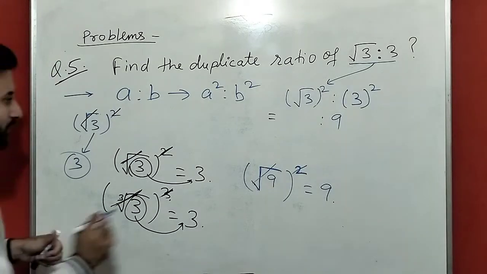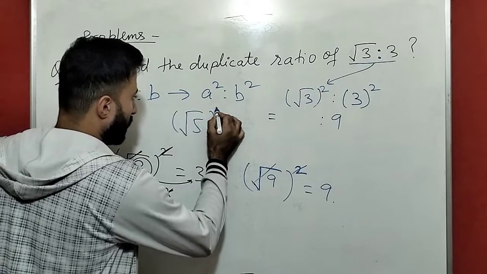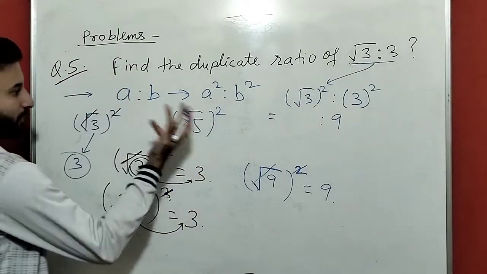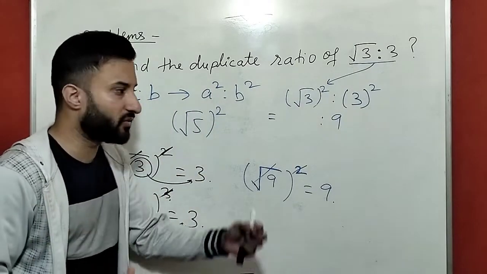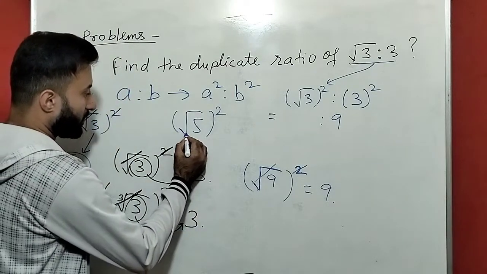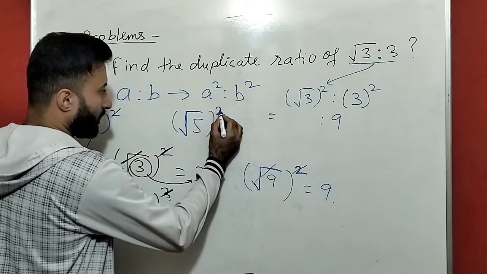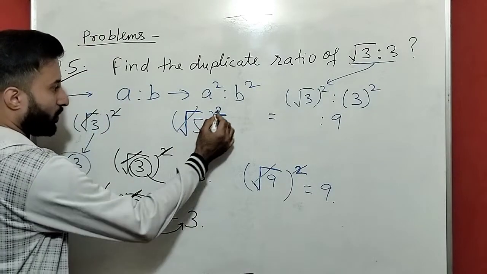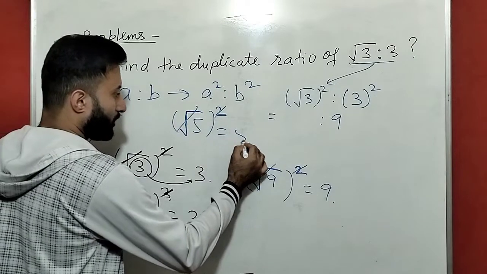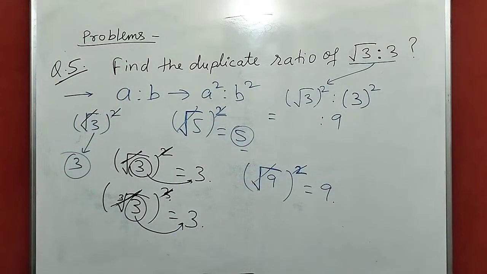Okay. Suppose it is square root of 5 whole square. So this step is very easy. You should not have to do anything, just a simple step. We will see, okay, this is a square root and we have to do the square. So the square root and square will get cancelled. We will get 5.